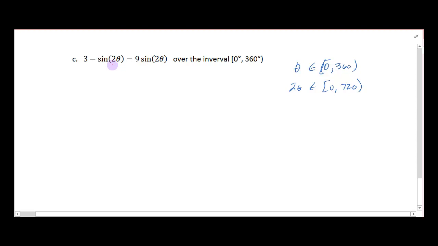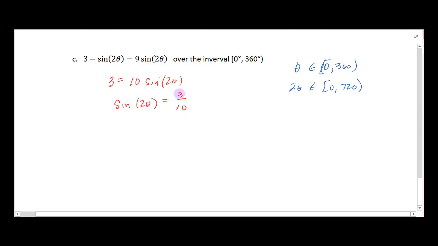Since these are the same angles, we can combine these. They would be considered like terms. So I'm going to add sine 2 theta to the right-hand side, and I end up with 3 is equal to 10 sine 2 theta. Then I'm going to divide both sides by 10, and I have the sine of 2 theta is equal to 3/10.